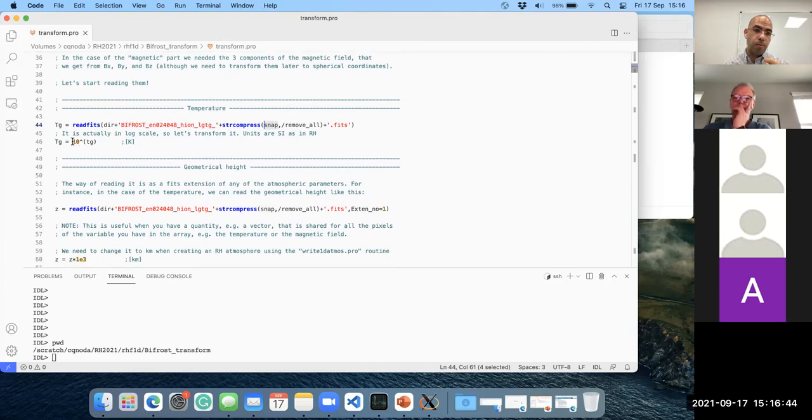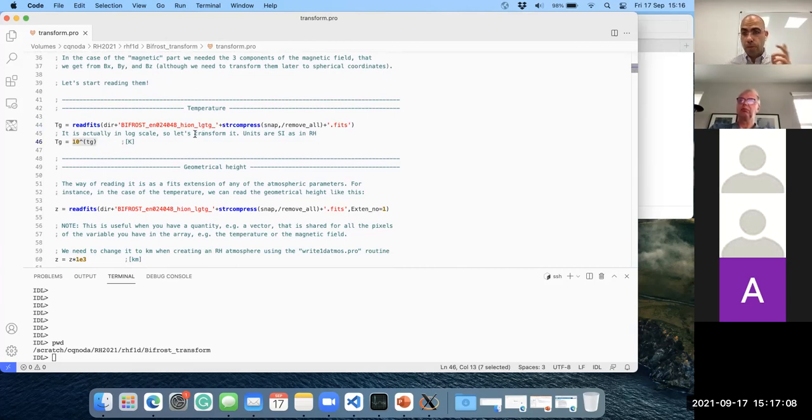So then we need to put it back in the normal format, because this is the one that RH will need. It's a very simple transformation, but just be aware that sometimes simulation groups tend to provide things in log format for different reasons.